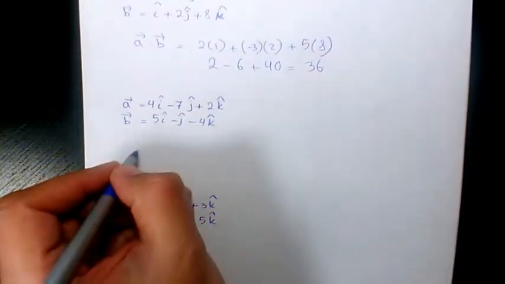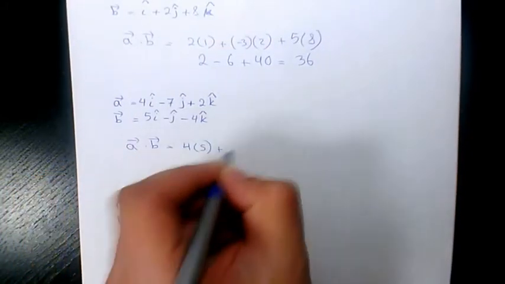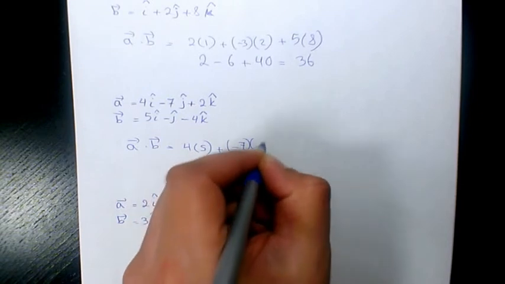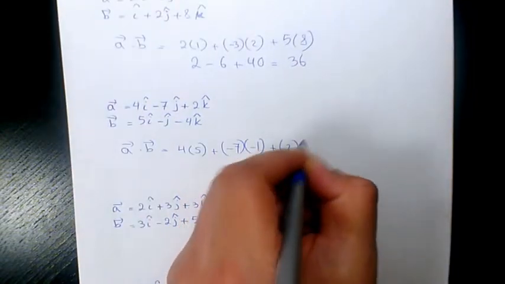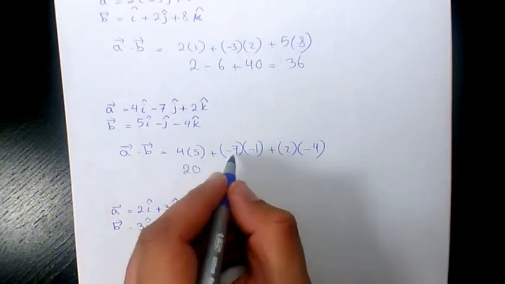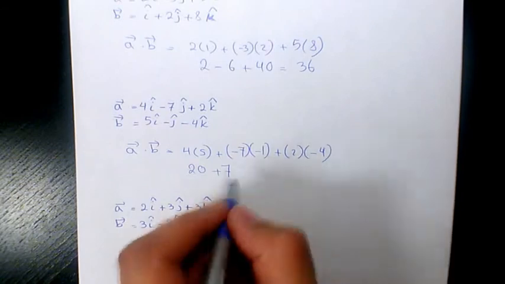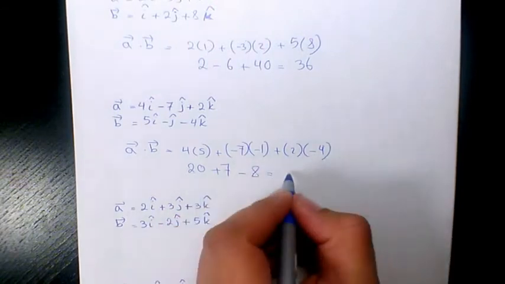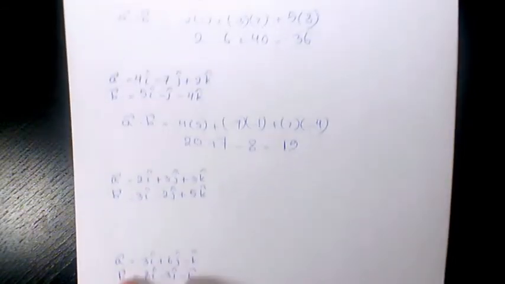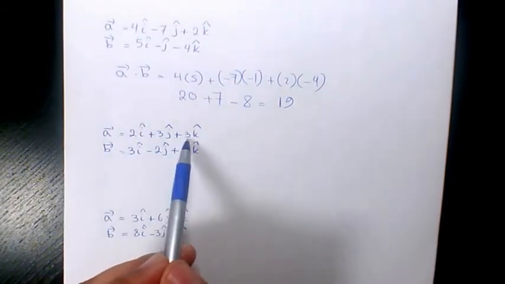Next one, A dot B will be 4 times 5 plus negative 7 times negative 1 plus 2 times negative 4. So 4 times 5 will be 20. Negative 7 times negative 1 is positive 7. 2 times negative 4 is negative 8. So it's going to be 19.